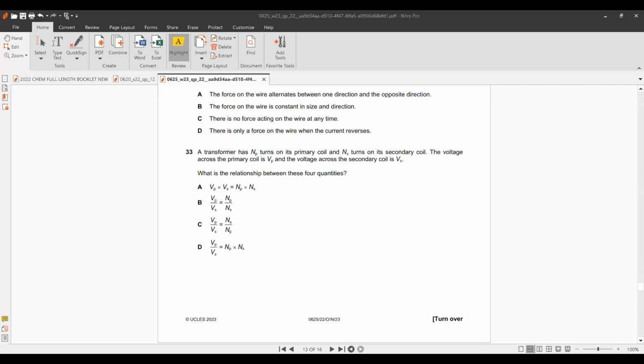So as we discussed the equation, which would be the right relationship for this one? Vp over Vs is equal to Np over Ns. So looking for that equation, it would be option number B here.